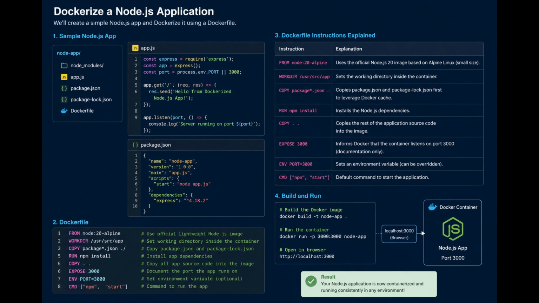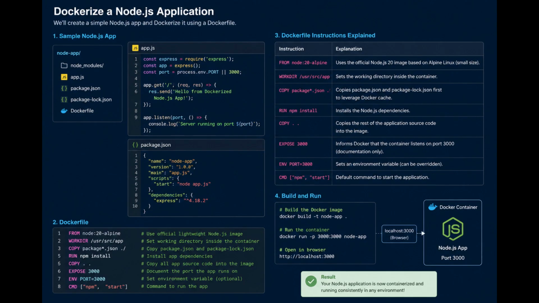Now let's move into one of the most practical and important topics in Docker: Dockerizing a Node.js application using a Dockerfile. A Dockerfile is basically a text file that contains a series of instructions used by Docker to automatically build an image. Instead of manually installing dependencies, configuring environments, and setting up applications every single time, we can define everything once inside a Dockerfile. Docker then follows these instructions step by step and creates a portable image that can run anywhere. This is one of the biggest reasons why Docker became so popular in modern software development and DevOps.